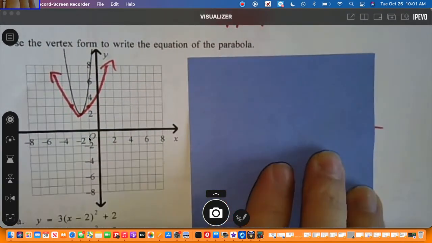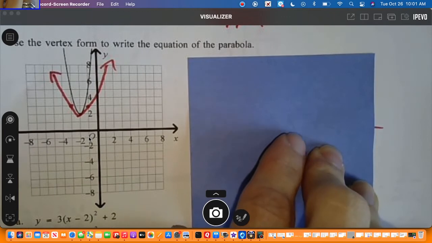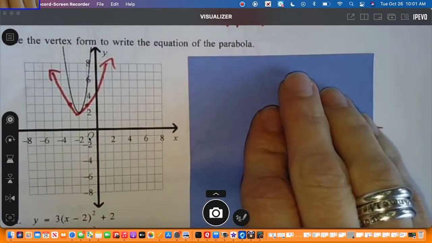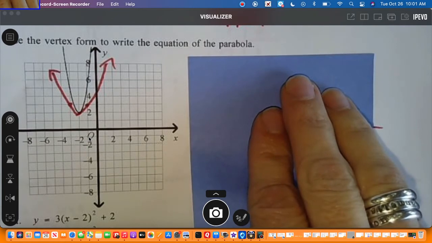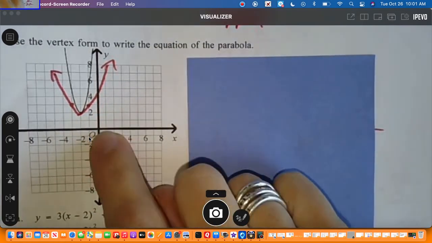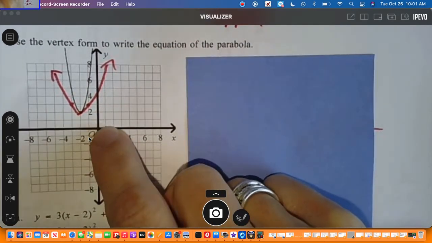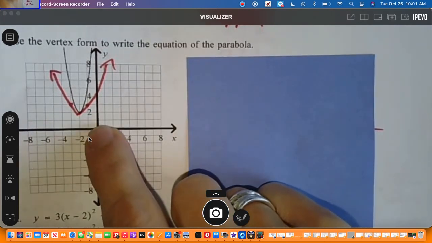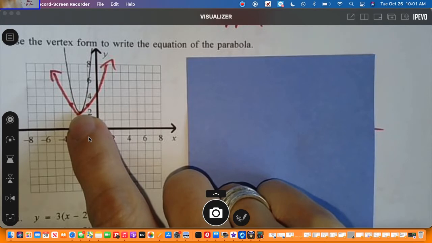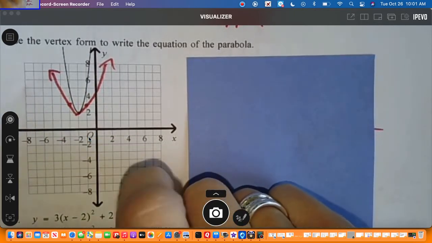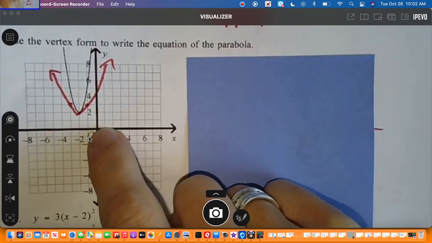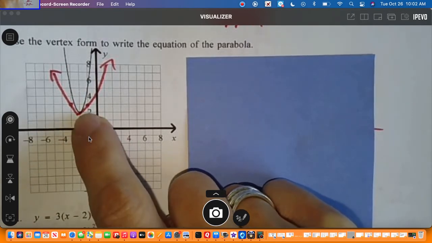All right, this one. What in the world does it want us to do? Why do I have this red graph? Use the vertex form to write the equation of the parabola. I don't know why I drew this extra graph. Anyway, this one is to the left 2 and up 2. Does everybody see that? We're going by the black one. I must have given them a second example, so ignore the red graph. Does everybody see that the black parabola has moved to the left 2 and up 2?